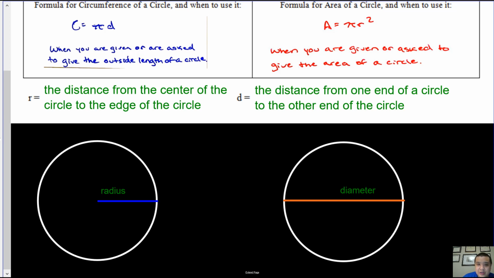So we can also say that the diameter is twice the distance of r. So diameter equals 2r. Whenever you have the diameter, you can find the radius by taking half of it. And if you have the radius, you can find the diameter by multiplying the radius by 2.